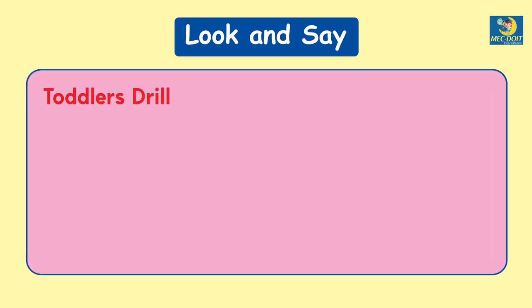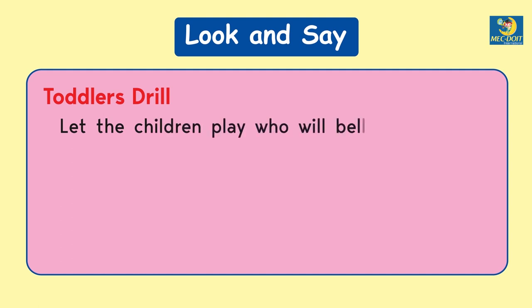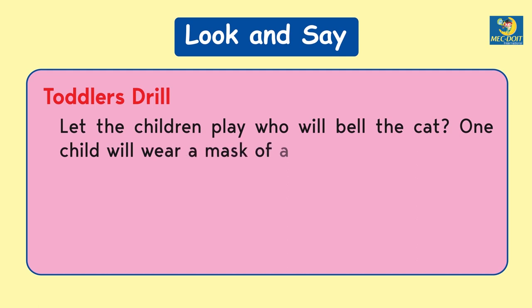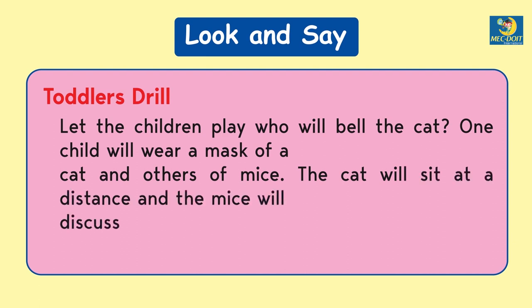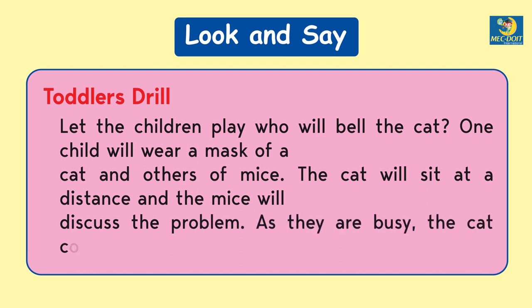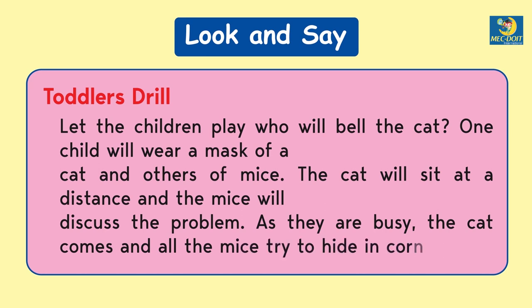Toddler's drill. Let the children play who will bell the cat. One child will wear a mask of a cat and others of mice. The cat will sit at a distance and the mice will discuss the problem. As they are busy, the cat comes and all the mice try to hide in corners.